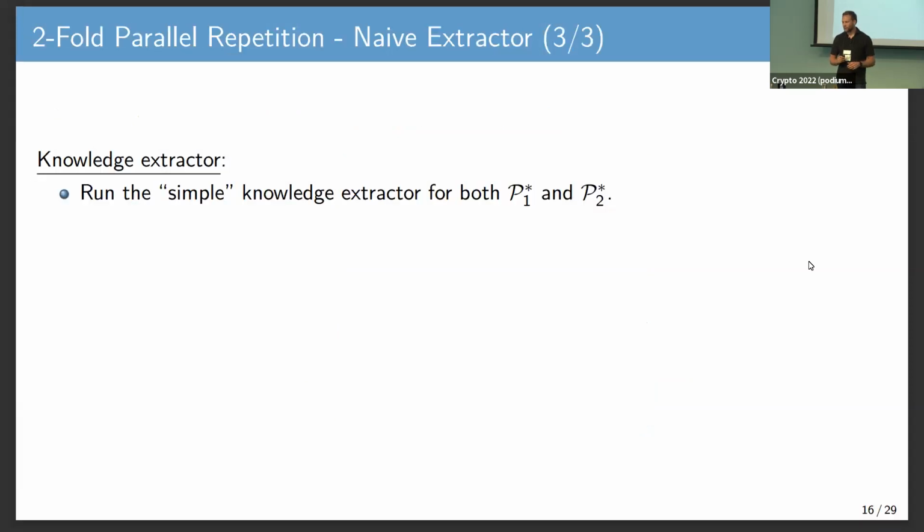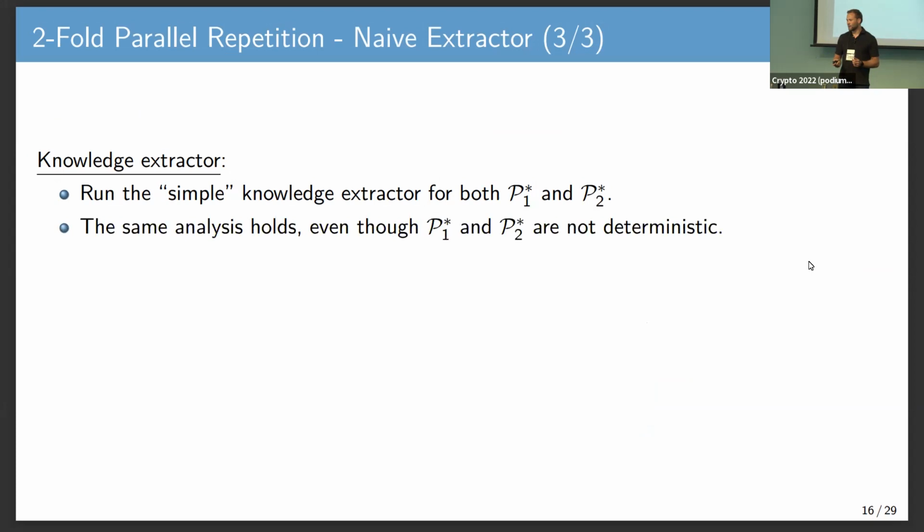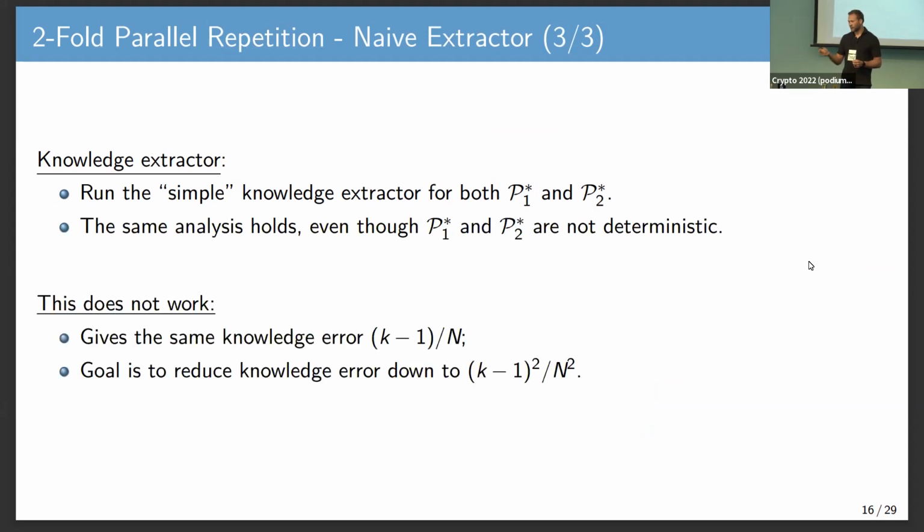So now let's take another look at the knowledge extractor. There's now a very naive, simple approach that makes sense: to apply the simple knowledge extractor, but now on both the provers P1 and P2 star. The same analysis as before holds, even though the provers P1 and P2 star are not deterministic. However, this approach does not work because we still get knowledge error k minus 1 over n, while our goal was actually to show that this parallel repetition has reduced the knowledge error down to k minus 1 squared divided by n squared.